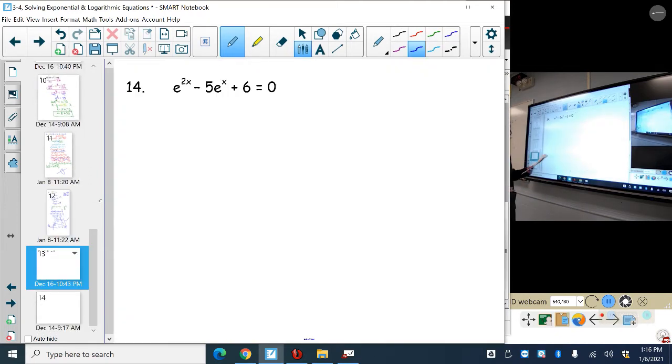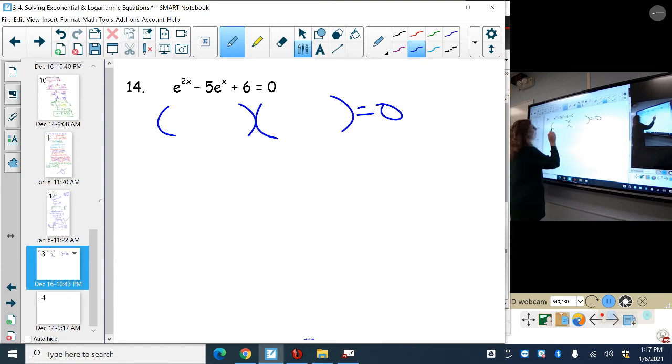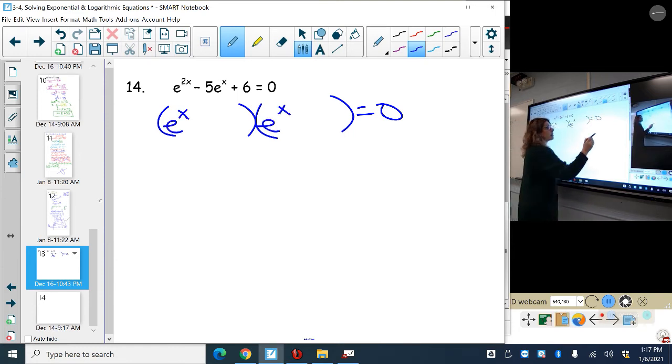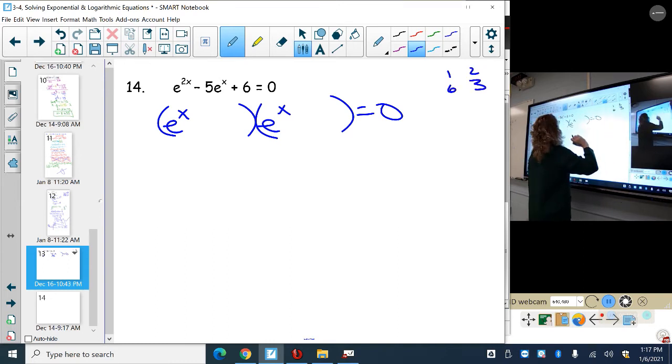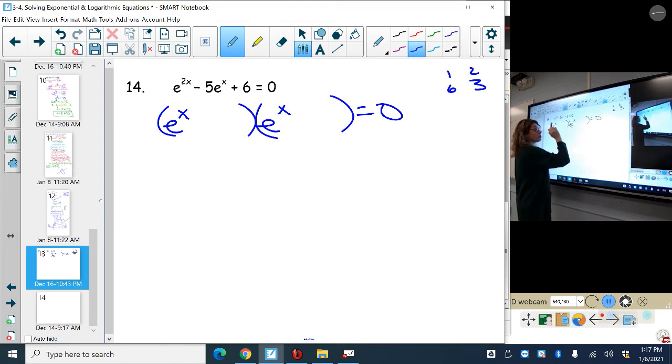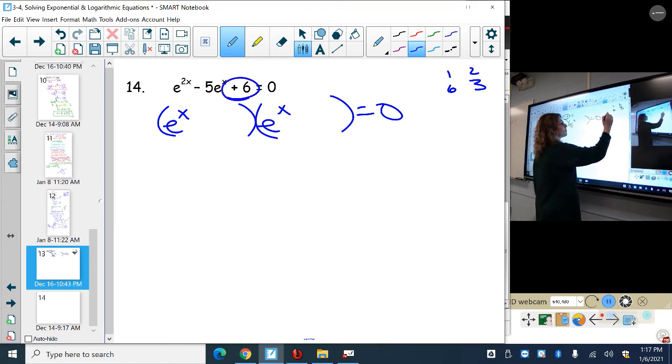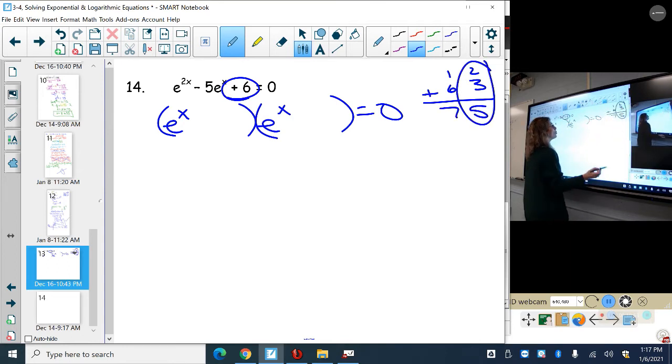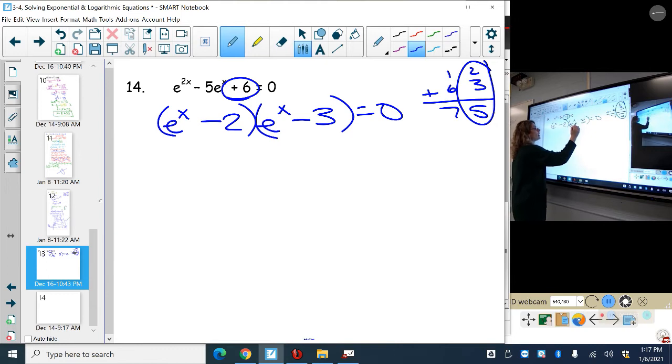The last problem I'm going to do with you is problem number 14. This one is the trinomial problem that you basically just want to factor. How do I split up e to the 2x evenly? That's e to the x here and e to the x here. I need factors of 6. That's going to be a 1 and a 6 or a 2 and a 3. I need a positive 6, so my signs are the same, so I need to add them. So I have to use 2 and 3, but I need them both to be negative.